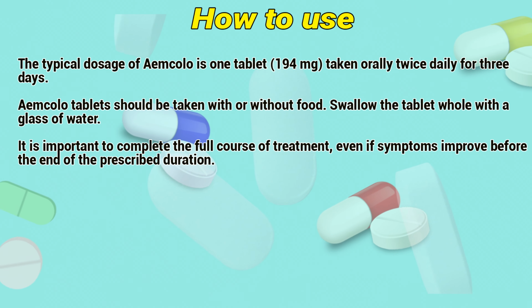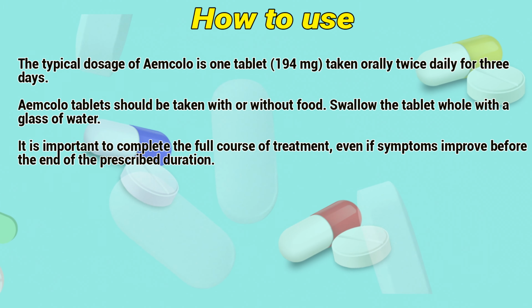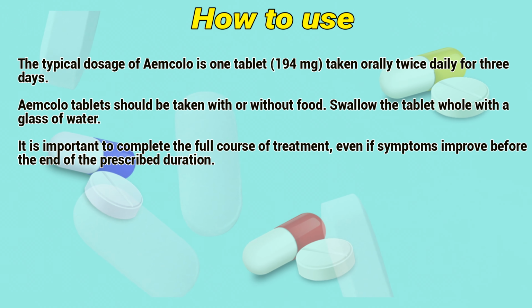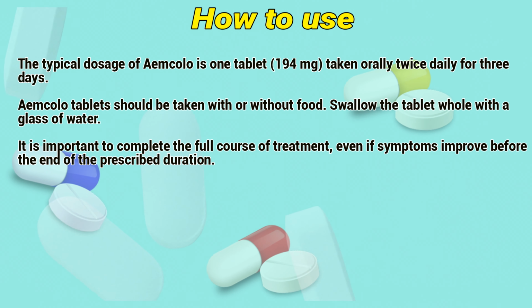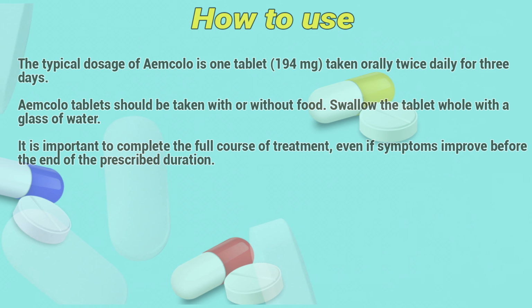How to use? The typical dosage of Aemcolo is 1 tablet, 194 mg, taken orally twice daily for 3 days. Aemcolo tablets should be taken with or without food. Swallow the tablets whole with a glass of water. It is important to complete the full course of treatment, even if symptoms improve before the end of the prescribed duration.